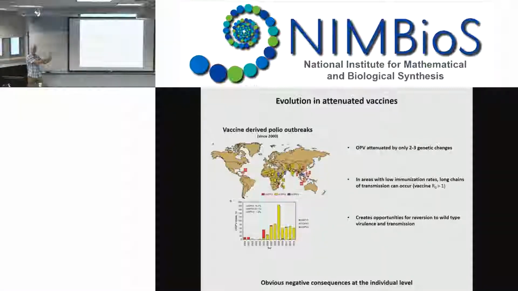So this has obvious negative consequences at the individual level. If you're at the end of that chain of transmission of the vaccine-derived polio, you get polio, and that has very serious, very negative consequences. What we wanted to ask, though, is, if we're applying these to something like eliminating hantavirus in deer mice, we don't actually care if any individual deer mouse gets hantavirus. It's just not relevant. What we care about are the population level consequences.